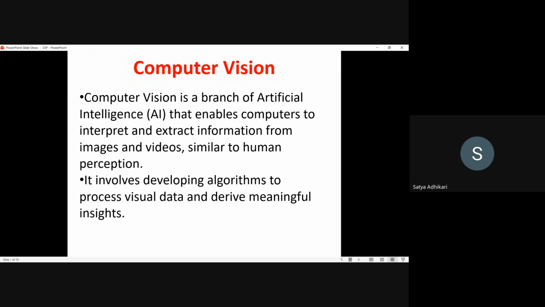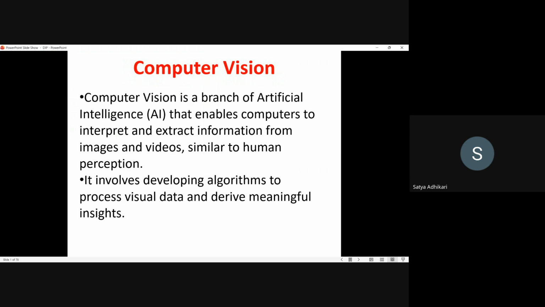Suppose this is the image of a busy street. How does the computer recognize that these are vehicles, these are humans, these are trees? This is known as computer vision. That is, in which manner the computer sees the image and extracts the information from that image. In this section, we will learn about this: how does the computer extract information from an image? What is computer vision on an image?